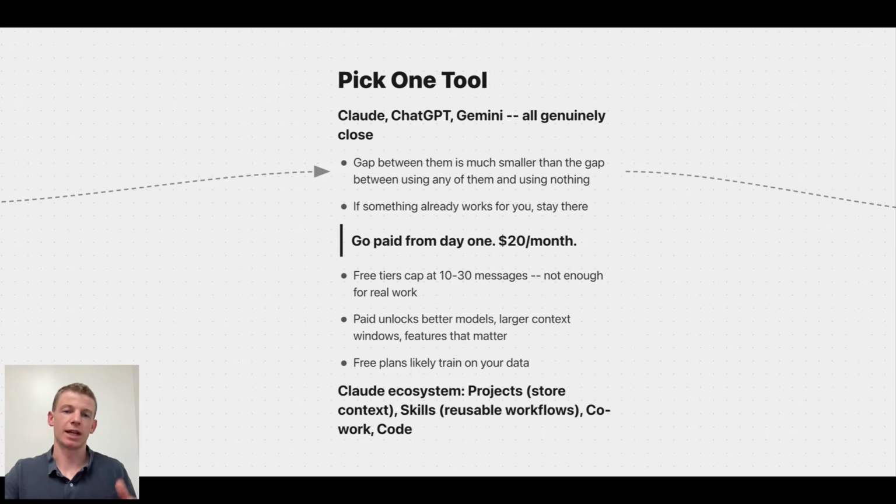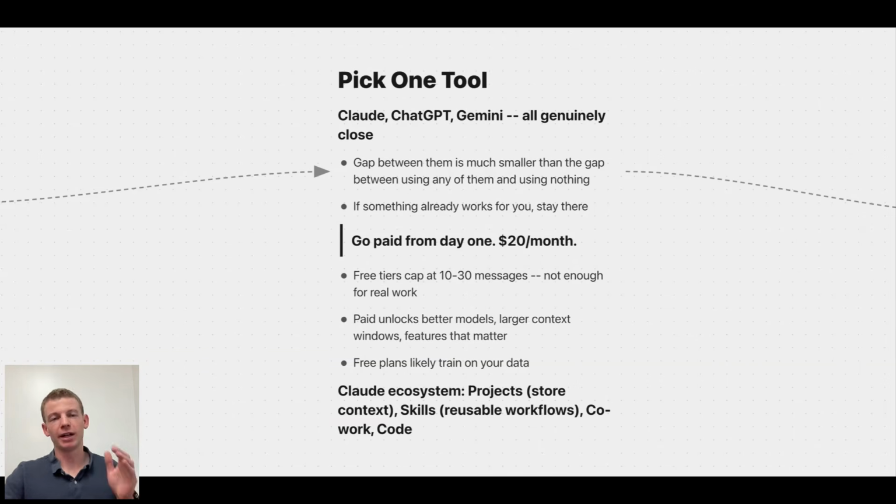I wouldn't recommend switching for the sake of it, but I do recommend going paid from day one. I think they're all about $20 a month now. The reason to go paid is the free tier caps you at somewhere between 10 and 30 messages before it starts to throttle the output and essentially become useless. It's not enough to really do any real work, like reviewing contracts or anything like that. With the free tiers, you also get weaker models, while the paid versions unlock better reasoning, larger context windows, and those features actually make a real difference. And then there's obviously the data question. Generally on free plans, they're probably using your chats to train their models, and that's obviously not what you want at all.